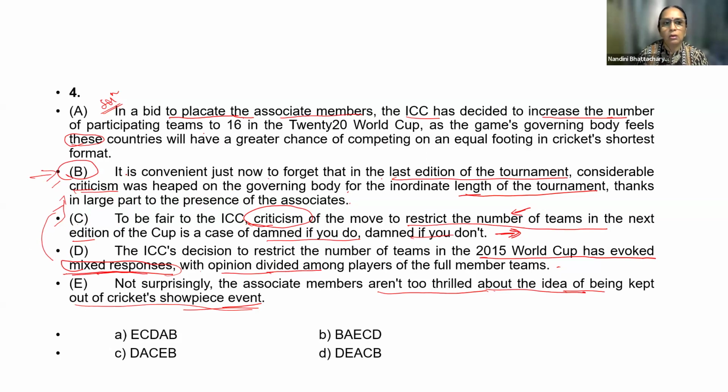Maybe it says it is convenient just now to forget that in the last edition, considerable criticism was heaped on the governing body for the inordinate length of the tournament. So the length of the tournament, increasing the number of participating teams could have led to the length of the tournament. Thanks in large part to the presence of associates. So we may say that this will come somewhere at the end, right? So now what do we begin with?